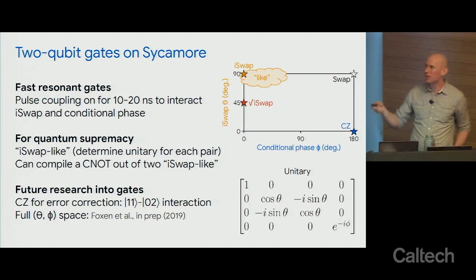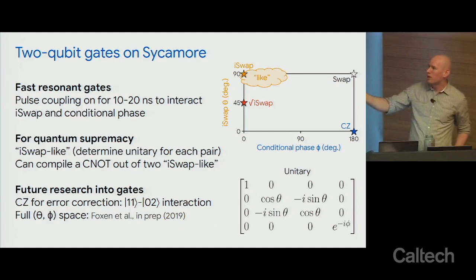But ordinarily, people might be more interested in a specific gate. So let's have a look at this gate parameter space over here to get a better idea of what I'm talking about. This vertical axis is how much of an iSWAP we did. We were identifying this angle theta. Here's the identity, and up here in the corner is iSWAP. The gates that I'm referring to as iSWAP-like that we're using in this supremacy experiment are in this cloud around here. We actually have distributions plotted in the supplementary information if you want to get an idea of what they actually were.